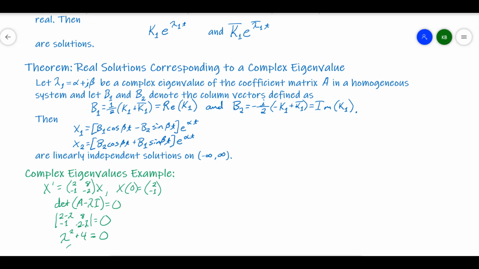And so when we solve for lambda, we're going to end up with lambda equals plus or minus the square root of negative 4, which is going to give us plus or minus 2i. So what this is giving us is lambda 1 is going to be 2i, and lambda 2 is actually equal to the conjugate of lambda 1, and that's the negative 2i option. You can flip those around too. Doesn't matter which one's lambda 1 and which one's lambda 2.